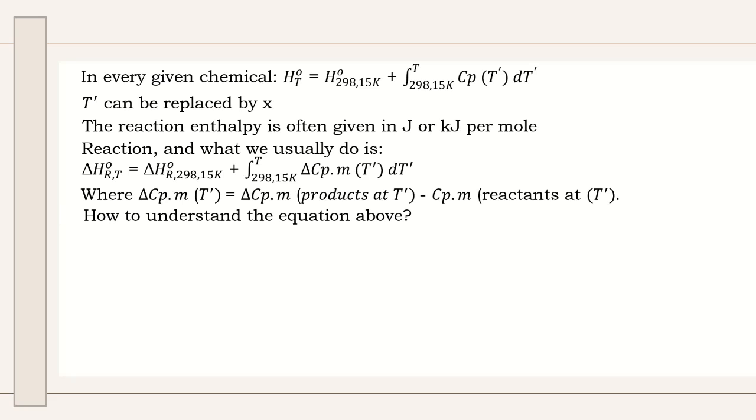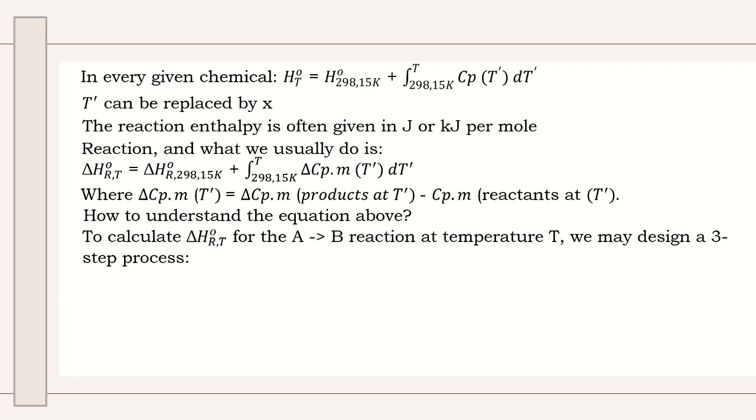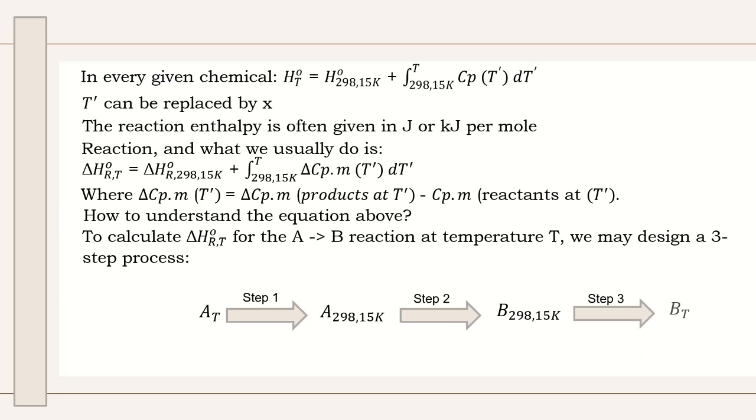How do we understand it? To calculate the enthalpy of reaction, for example, the A to B reaction at temperature T, we can divide this reaction into 3 steps. First, we convert A at temperature T to A at room temperature, then we react it to B at room temperature, and then we change the temperature of B from room temperature to temperature T, the target temperature. If you look at the 3 steps process, it takes A at temperature T to B at temperature T, simply because enthalpy is a state function.